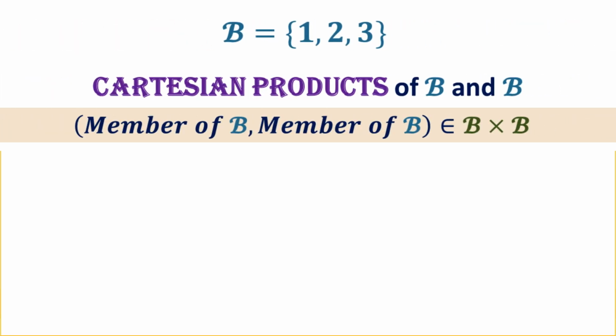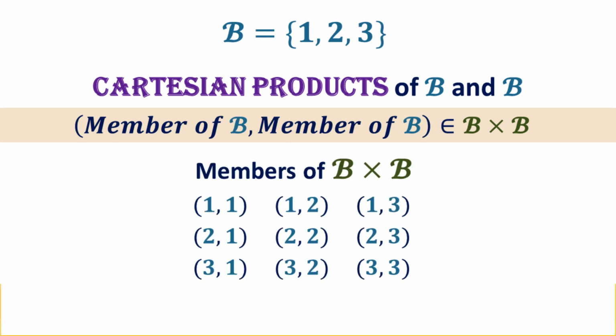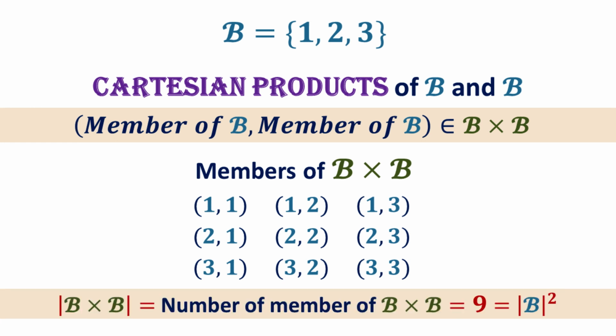The Cartesian product of the two sets B and B is denoted by B cross B. And each member of B cross B is also a two-tuple. The first component of the two-tuple is any member of B, and the second member of the two-tuple is also any member of B. Therefore the members of B cross B are listed, and the number of members of B cross B is 9.